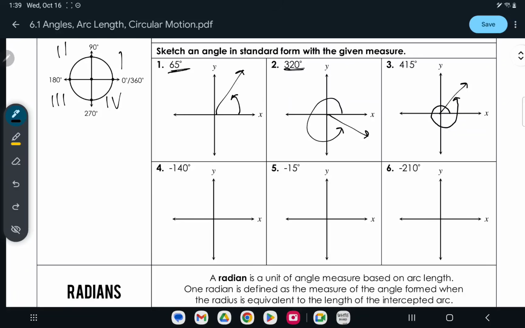The negative angles just tell the direction we are going. It's almost like we start off at 0 and then go to negative 90, negative 180, negative 270. So negative 140 would be in the third quadrant, and we're going backwards. Then negative 15, and then negative 210.